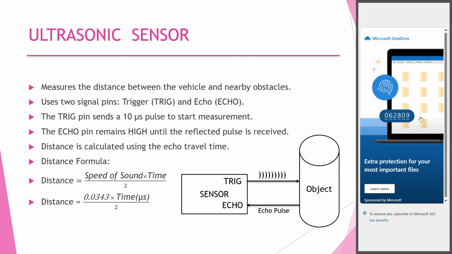As we can see in the block diagram, here is a sensor with the trigger pin and echo pin. The trigger pin sends a 10 microsecond pulse to start measurement, and when an object is nearby, the echo pin remains high until the reflected pulse is received. In this block diagram we can see.